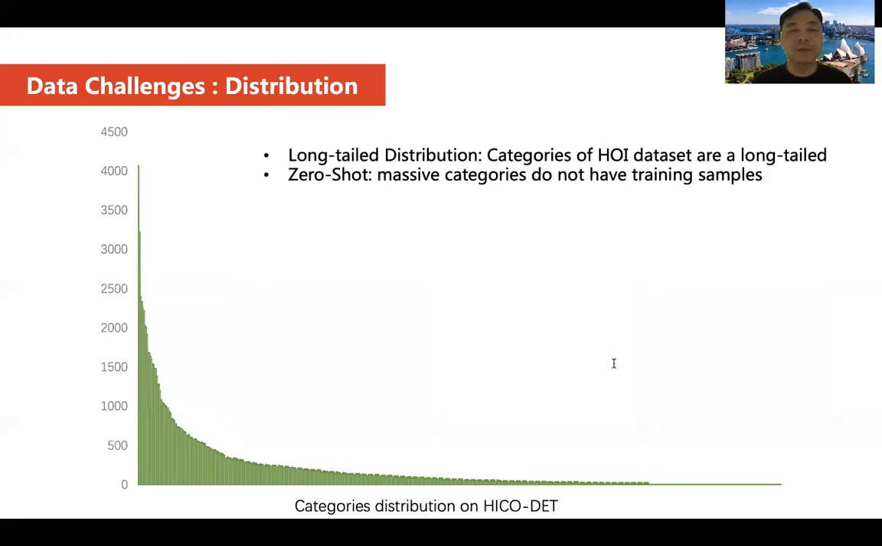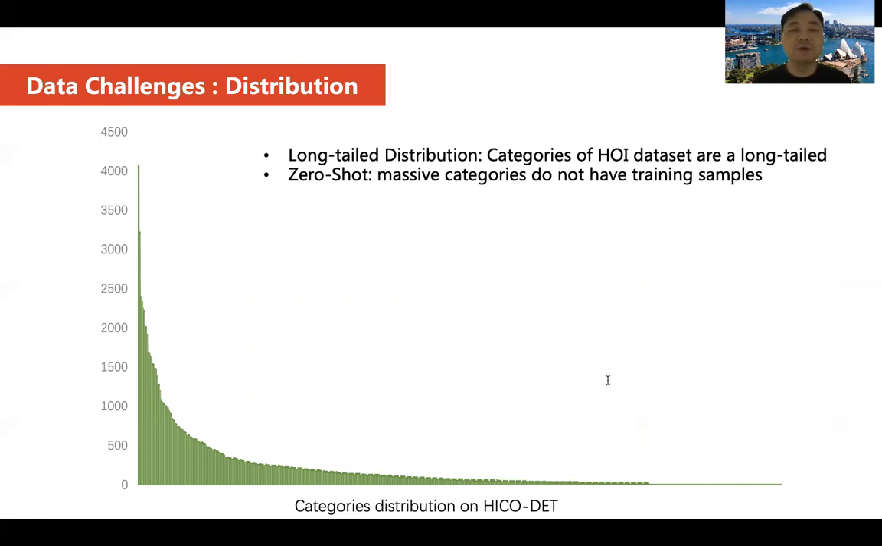There is a serious long-tailed issue in HOI detection. Many types of HOI categories form a long-tailed distribution. For example, in HICO-DET, the most frequent type of HOI has over 4,000 instances, while a large number of HOI categories have fewer than 10 instances. This poses a great challenge for HOI detection.